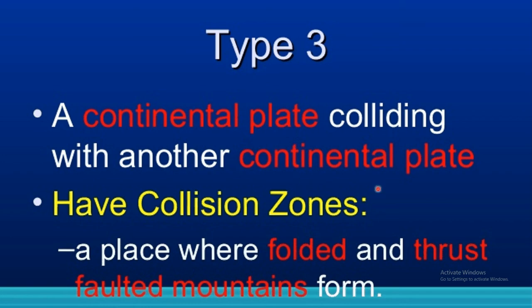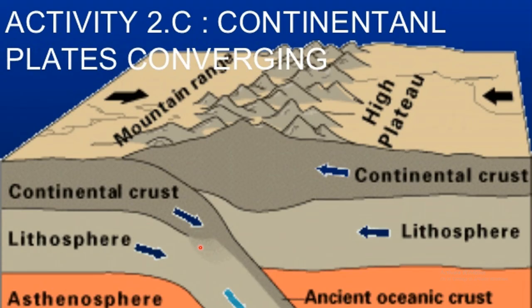So this is where we have an area called a collision zone. This is a place where folded and thrust fault mountains form. What this just means is that mountains are being built by these collisions, these continent collisions, and we're going to get into some examples of that soon enough.